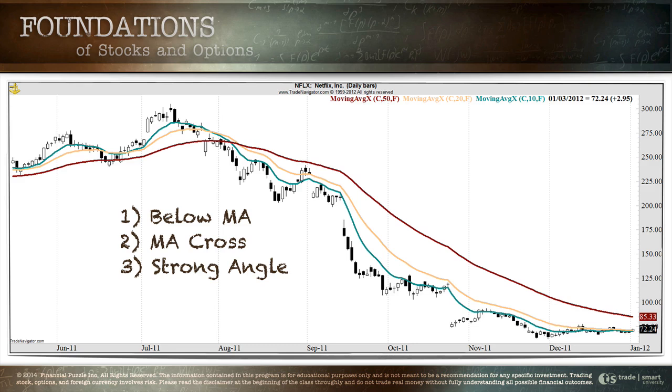Take a look at what happened over here. We have a situation where the stock drops below all three moving averages. We have a moving average cross. We have a very strong angle on that 10 period moving average. If any of you followed this trade, this was Netflix when people thought Netflix couldn't go down. There were a lot of reasons to be bearish in August of 2011 on Netflix that our technical signals told us. None of them were as obvious and as strong as this one right here. Moving average cross, stock is below it.